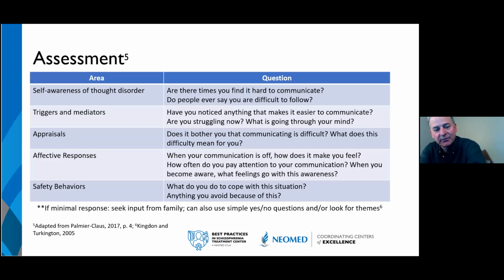Or when you notice that your communication is off, how do you feel? How do you cope with situations when you feel like your communication is off? And again, that presumes a level of awareness of it. Now, again, if there's minimal response to this, there are a couple of options that you can do.